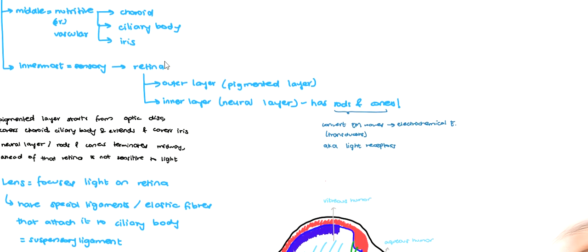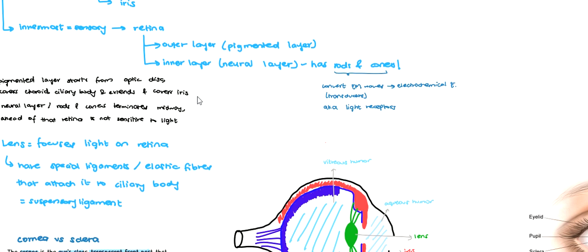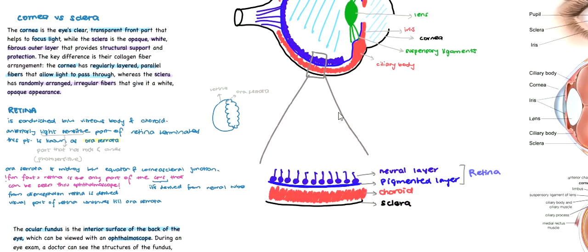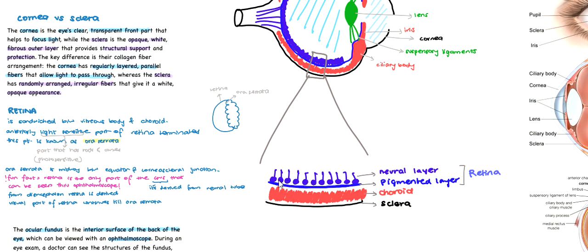Now, the retina has 10 layers that we'll discuss in further videos, but for now, let's discuss the outer layer and inner layer. The outer layer is the pigmented layer, and the inner layer is the neural layer. Do not confuse the two. Now, the inner layer, the neural layer, has rods and cones. So here you can see this is the retina, right? I've drawn it here in a magnified version.